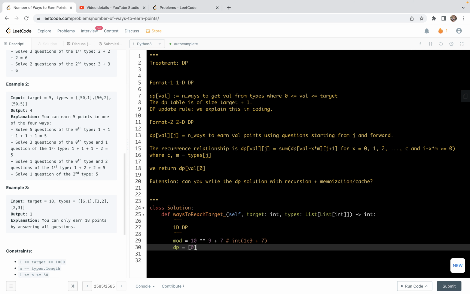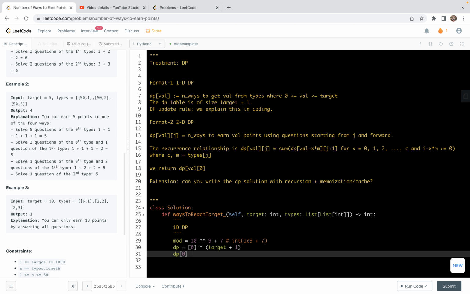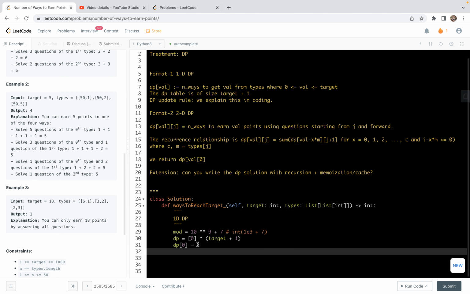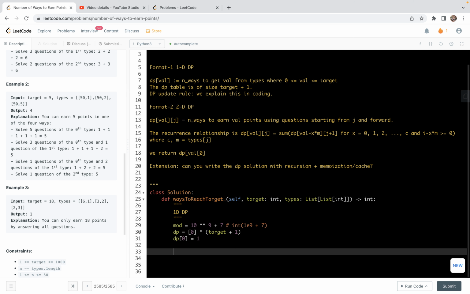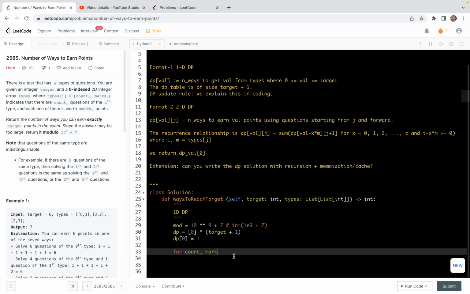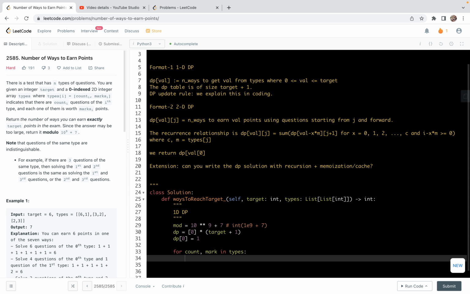So let's first write version 1, the 1D DP solution. For convenience, and to make this more clear logically, I'm going to write this constant like this, or you can write it like int(1e9 + 7). 1e9 will give us a floating point number, so let's change this type conversion. You can write it in this way, or in this way. Then let's prepare the dp table. Let's write target plus 1 as the size. Then we're going to set dp[0] to be 1.